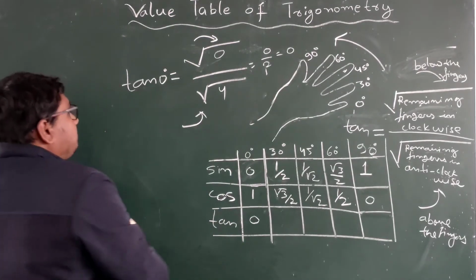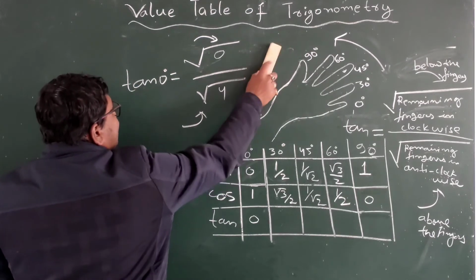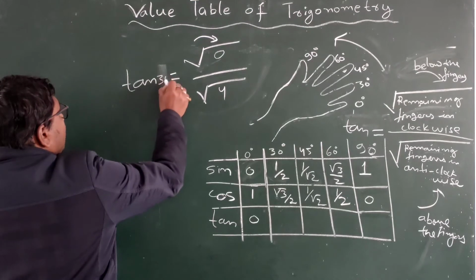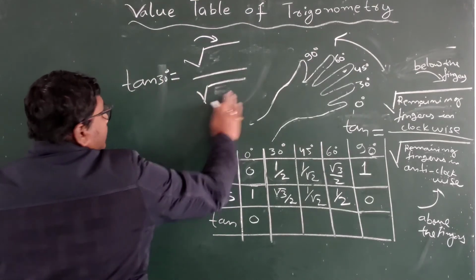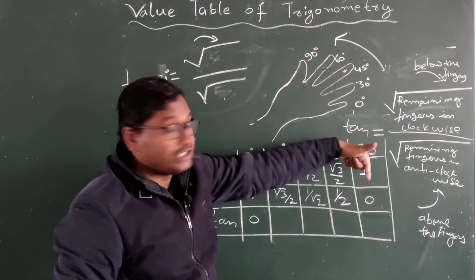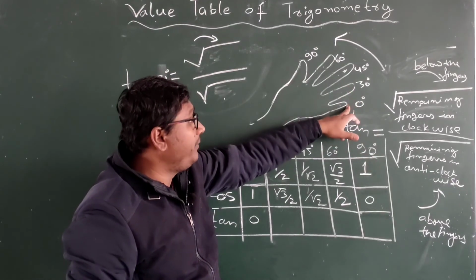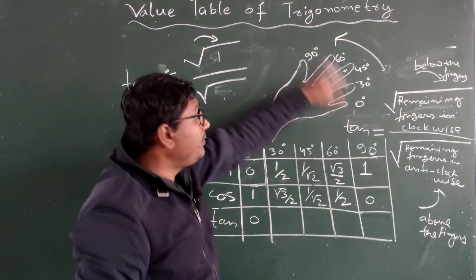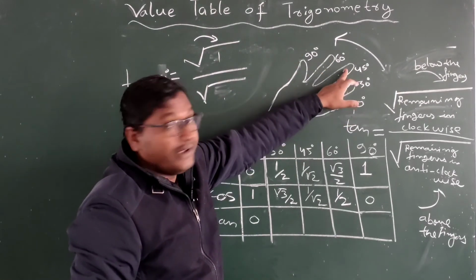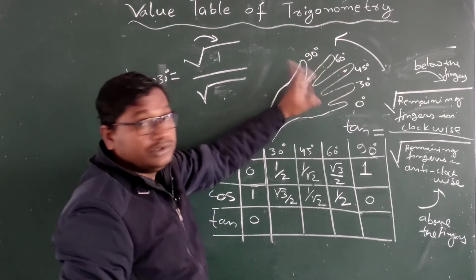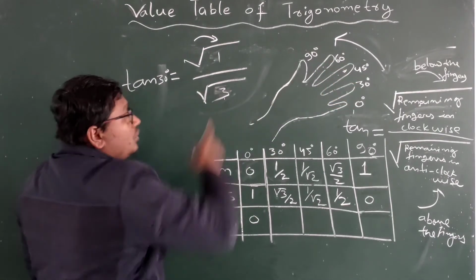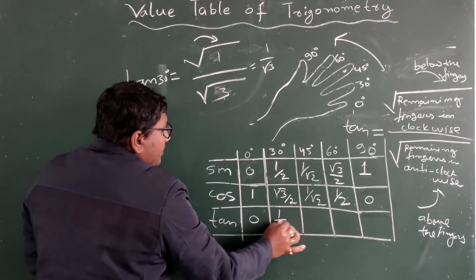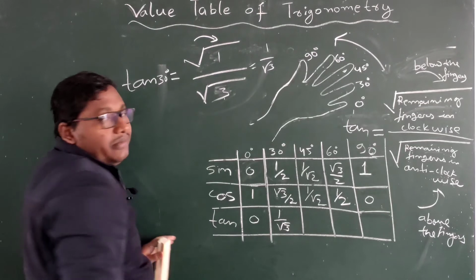Now again you see. Next, tan 30 degree. This time tan 30 degree. First of all, in clockwise direction, after 30 degree, how many fingers will be left? One finger. So write here 1. And now above the fingers. Above 30 degree, how many fingers will be left? 1, 2, 3. So the square root of 1 will be 1, and this will be root 3. So the value of tan 30 is 1 by root 3.